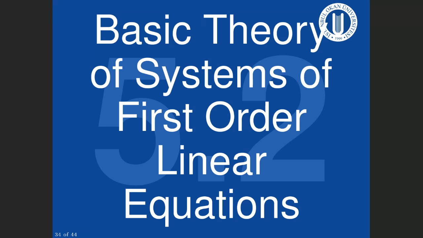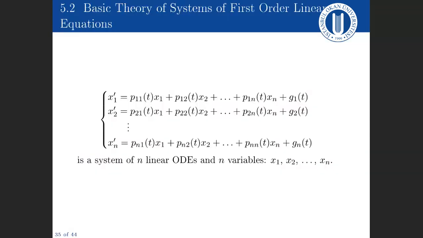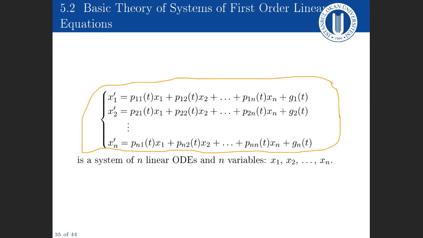Let's talk about the basic theory of systems of first order linear equations. This is a system of equations. There are n equations in n variables, and each one of these equations is a linear first order differential equation. And this is quite messy to write. Look how much text there is here. Isn't there an easier way to write a system of equations?